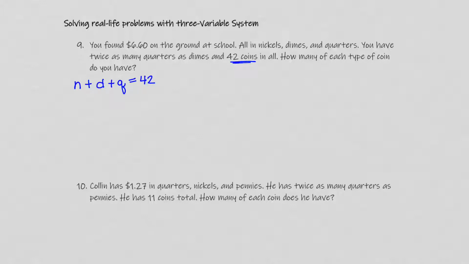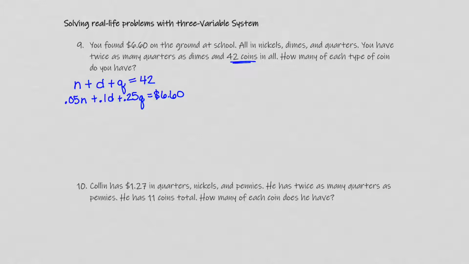So I don't know how many nickels, I don't know how many dimes, and I don't know how many quarters, but I do know how much each are worth. So a nickel is worth $0.05. A dime is worth 0.1, and a quarter is worth 0.25. Okay, and all of that will add up to $6.60 once I know how many of each coin.